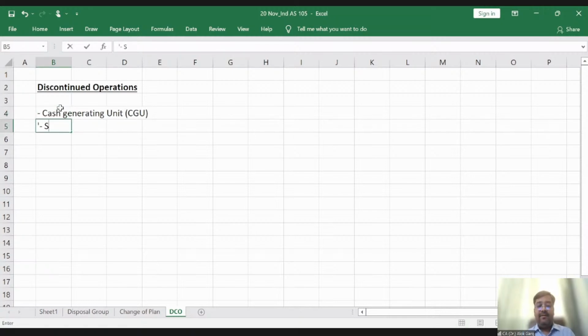You must have seen the concept of segments in the segment reporting. What are these things? These are the operations. These are the business segments. These are the components of the business. These are known as a component of the business, right? Segments are known as a component of the business.